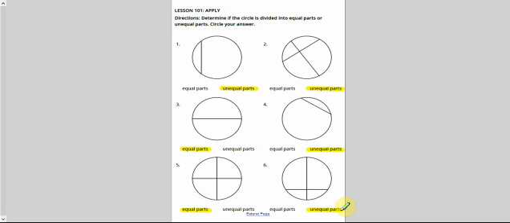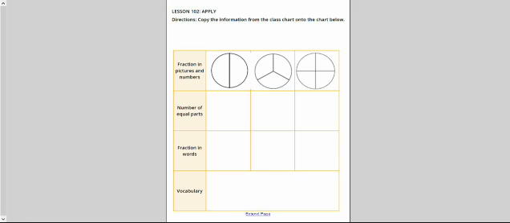Let's move to lesson 102, page 86. In here, he wants us to copy the information from the class chart onto the chart below. If we were in the class, we will make the chart on the board, then we're going to work it, then we're going to copy it in the book. So we're just going to do it directly from here.